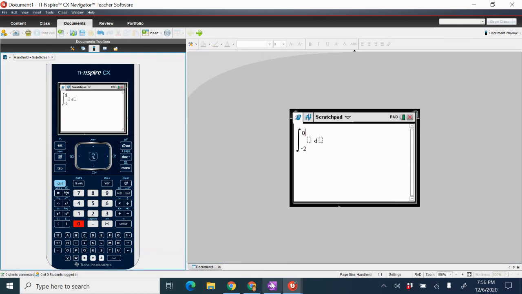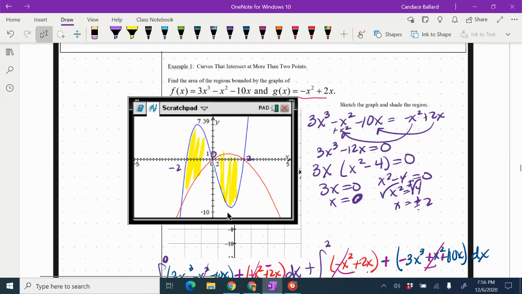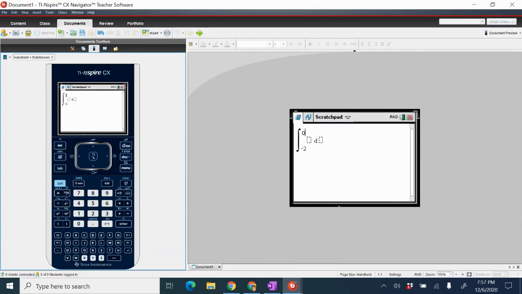Now, I need to know where my f1 was and my f2 was. So the blue function was in f1. So really what I am doing here is integrating the blue one, which is in f1, minus the red one, which is in f2. And then I'm going to add that to the integral of the red one minus the blue one, basically. So we're doing f1 minus f2 and then f2 minus f1. So let's try that in the calculator.